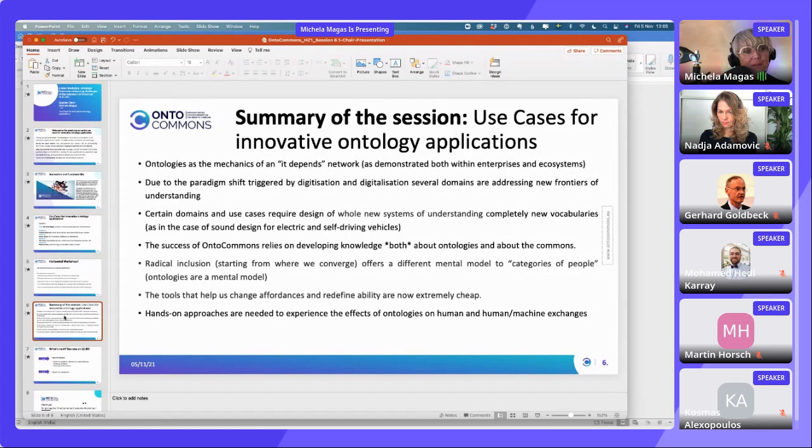Other aspects where we mentioned bias: we were discussing radical inclusion, which is starting from where we converge and not starting from categories of people. So this offers a new mental model for building, and ontologies are a mental model, or a reflection of a mental model. And then tools are incredibly important. Not only visualization tools, which were mentioned during our session once again, and in previous Ontocommons workshops were voted as one of the most important things. Actually the most important tool would be visualization for ontologies.